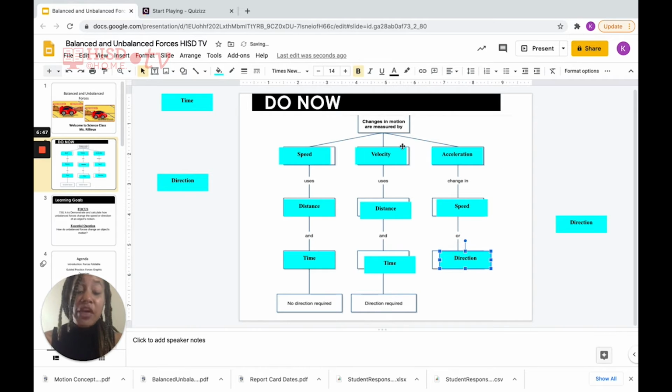So let's review. There are three types of motion: speed, velocity, and acceleration. Speed uses distance and time, and no direction is required. Velocity also uses speed and time, yet direction is required. And acceleration is a change in speed by speeding up or slowing down, or changing direction by turning. Awesome job. Thank you for helping me fill in our graphic organizer. So now that we have reviewed what we covered last week, let's get started with this week's material.